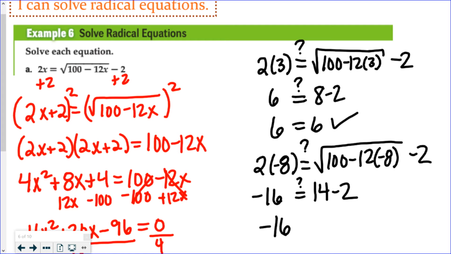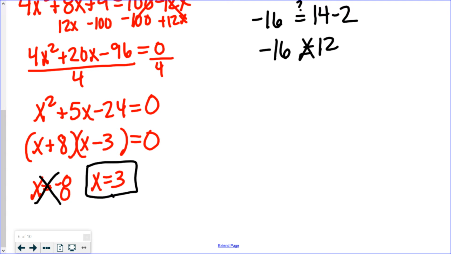But we get to the final statement, negative 16 equals 14 minus 2, which is 12. That's not true. So this is not a solution.